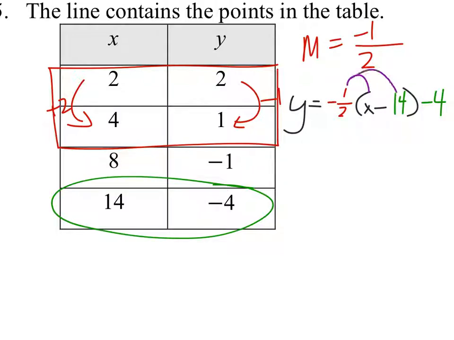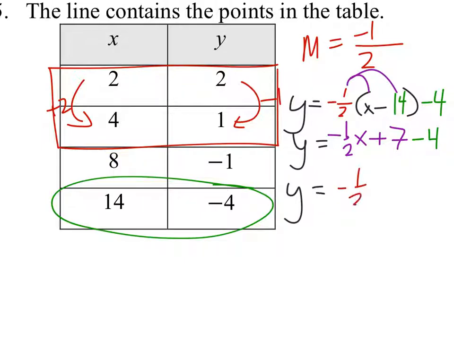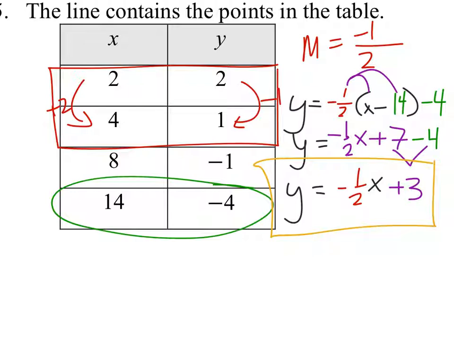So distributing the -1/2, we got a -1/2 x. And -1/2 times -14 is a +7. Of course, we still have that -4. So y equals this stuff, and y ends up equaling slope negative 1/2 times the x, and we got 7 minus 4, which is a positive 3. So this is our final slope-intercept form equation.